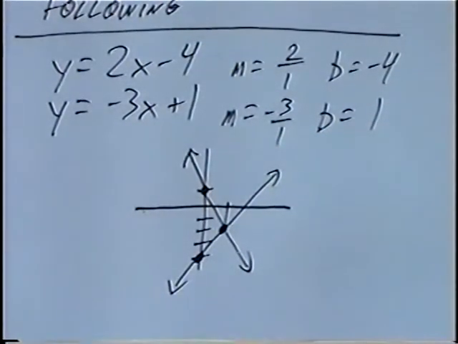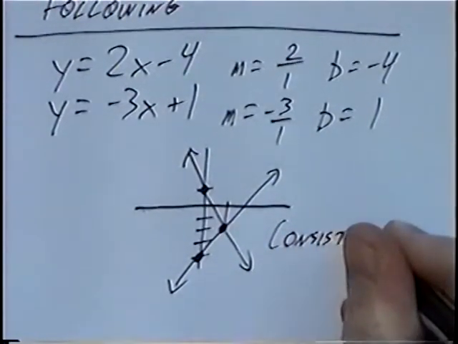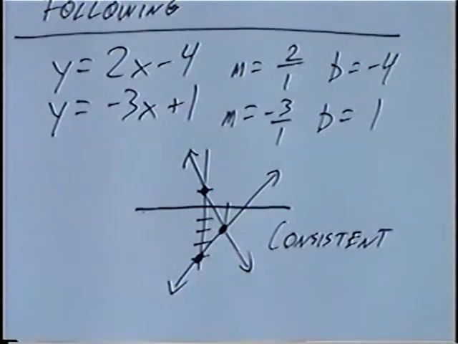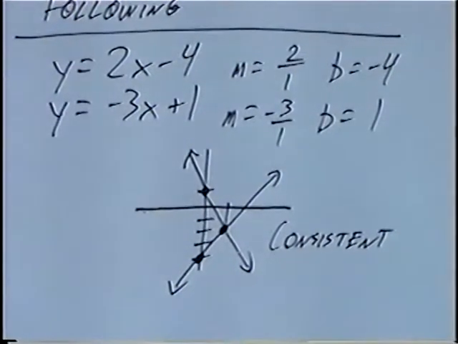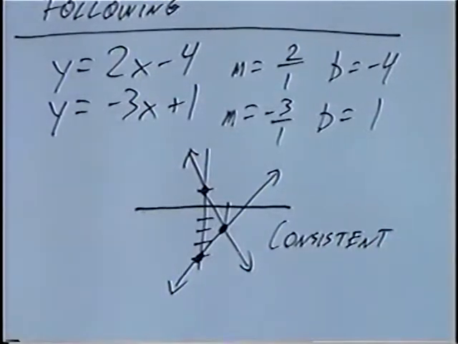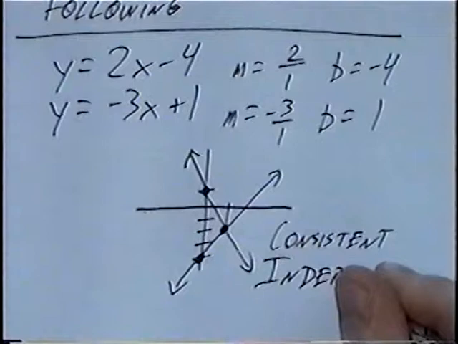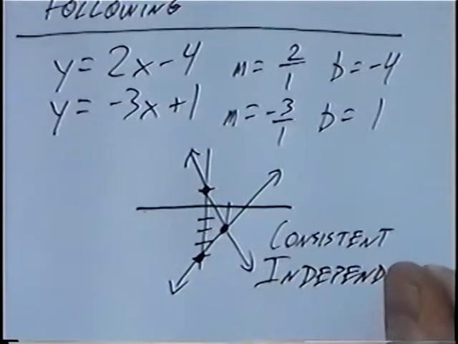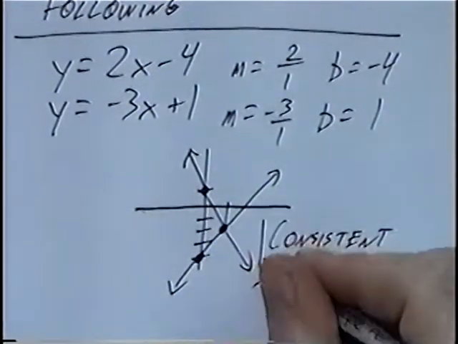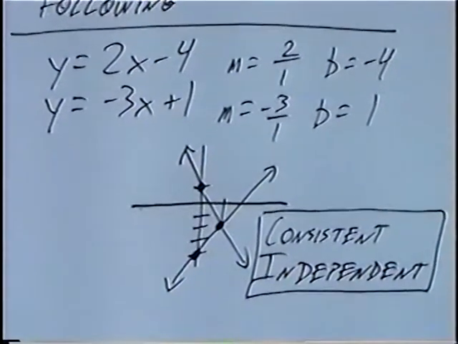To define these, the lines cross at a single point, which means it's consistent. Consistent means the lines do cross, and the lines are two separate lines or two different equations, which means they're independent. And that would be the answer to the question.